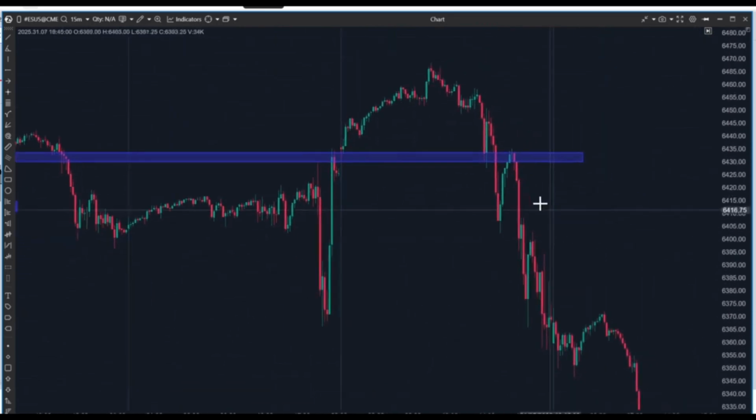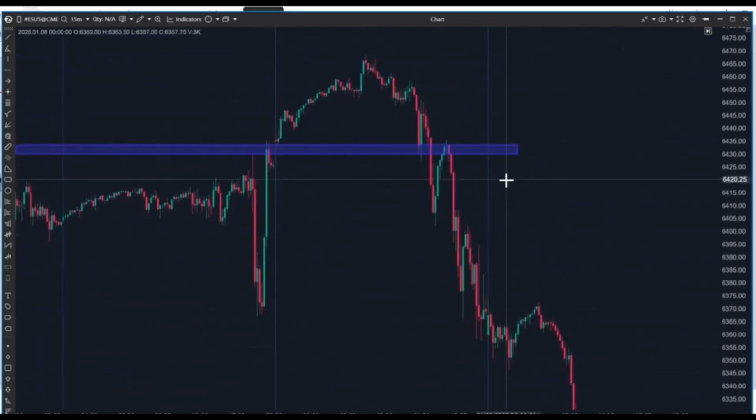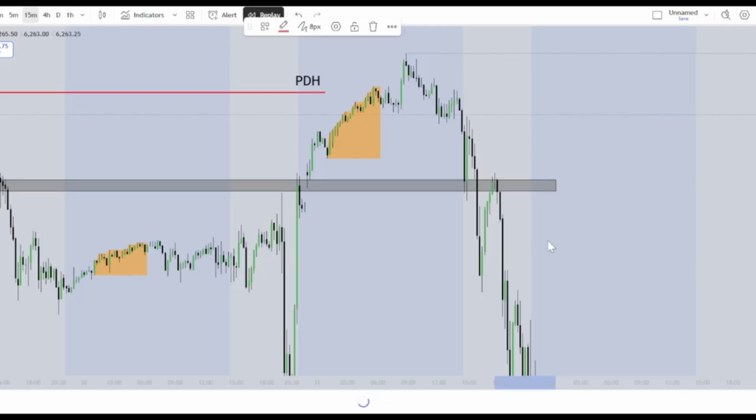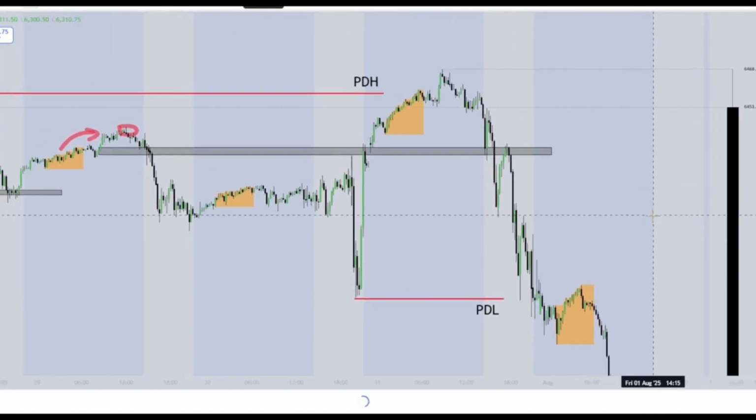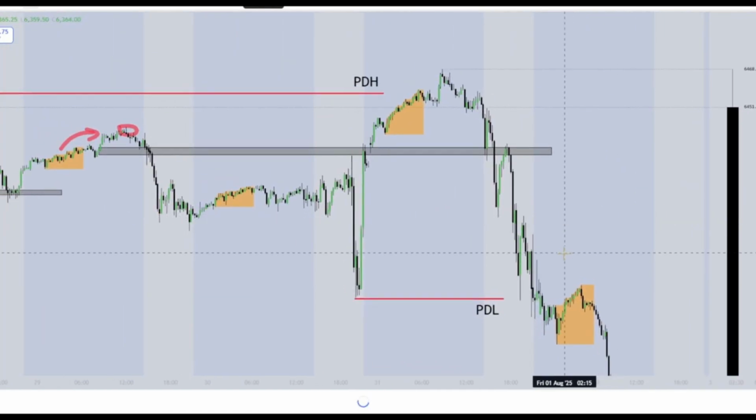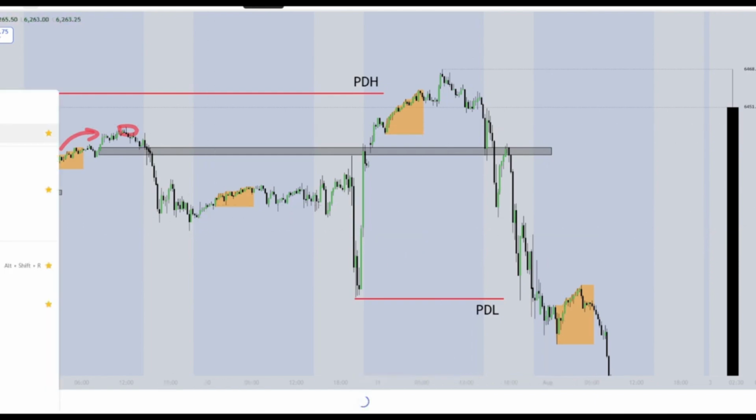Let's quickly break down this trade. So this was a sell-off trade post FOMC. Now, when it comes to ICT concepts, I use the Asian range, and I use specifically previous day highs and lows, and I think they're one of the most powerful concepts. And it's very easy to use previous day highs and lows.